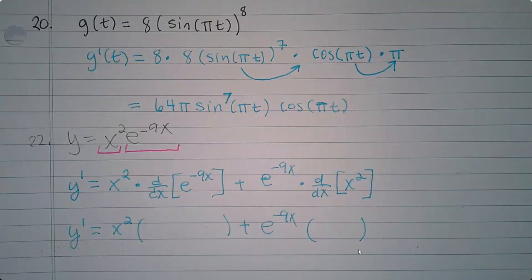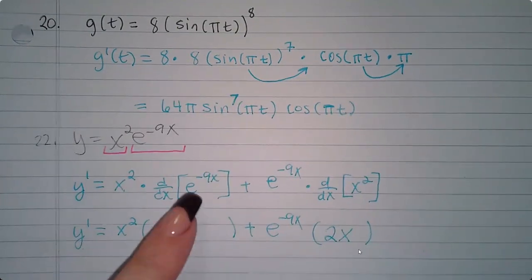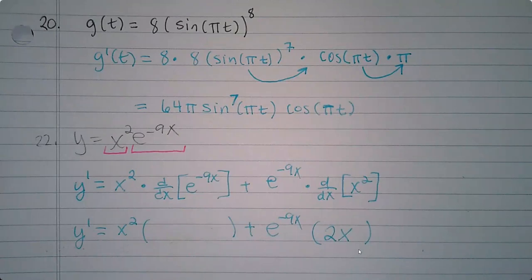Okay. What is the derivative of this little one? X squared. So that one's the easy one, right? This other one is the one that is going to require the chain rule. Because I know that the derivative of e to the x is e to the x, right? It's the same exact thing.